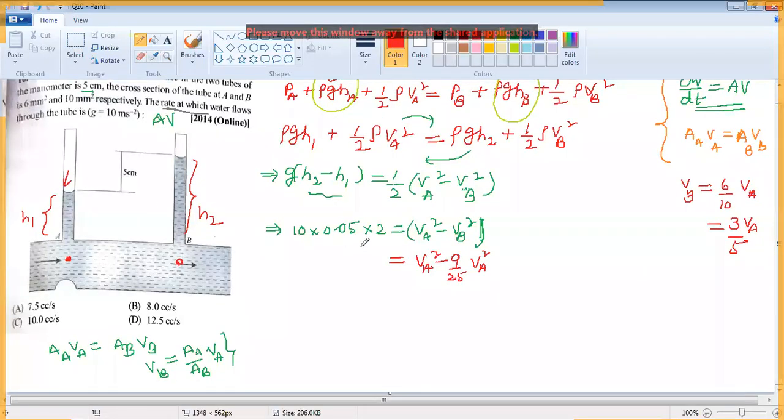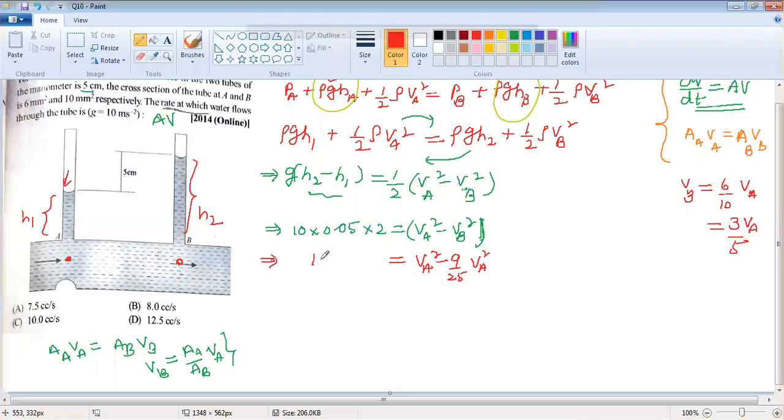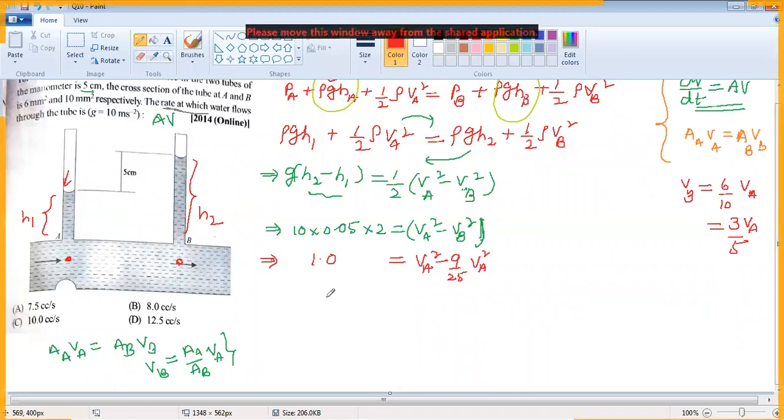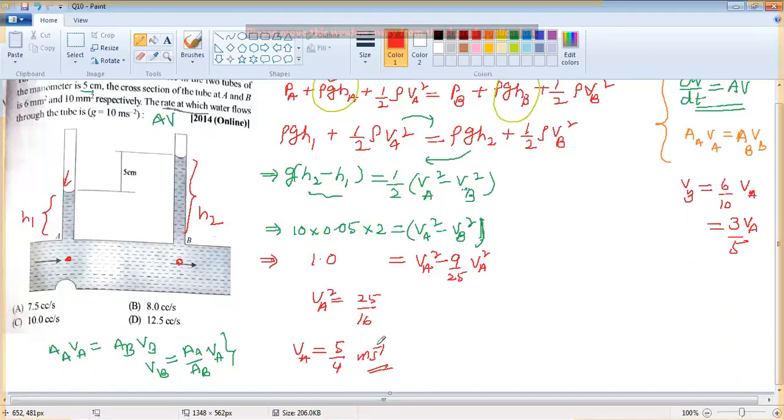Now look at here, 2 into 5 is 0.1. Now this side becomes 1 only. So 9 by 25, so 25 minus 9 is 16. 16 bring to this side, then what answer do you get finally? VA square is equal to 25 by 16. So VA is equal to 5 by 4 meters per second. So still we are not getting the answer, because he asked the question rate of water flow.